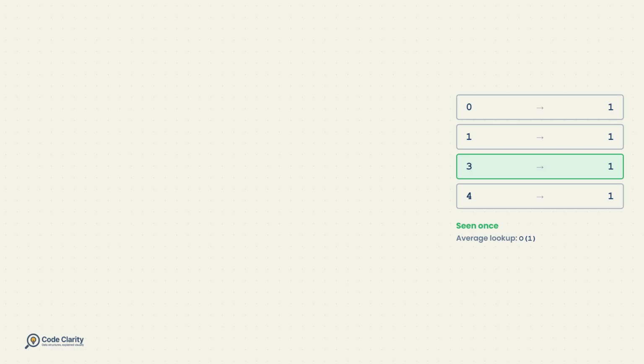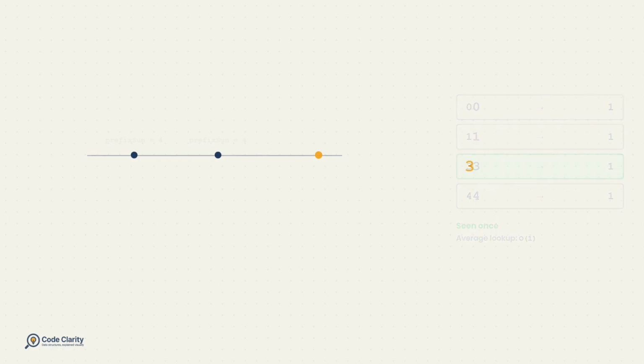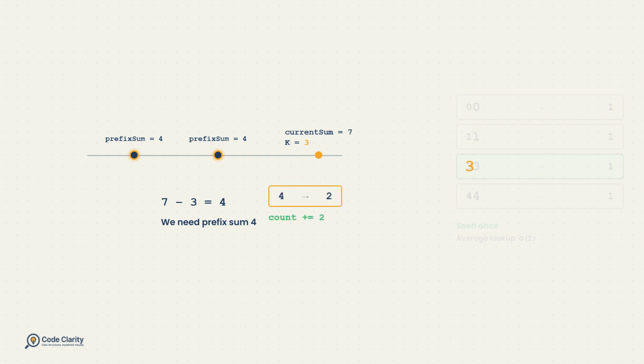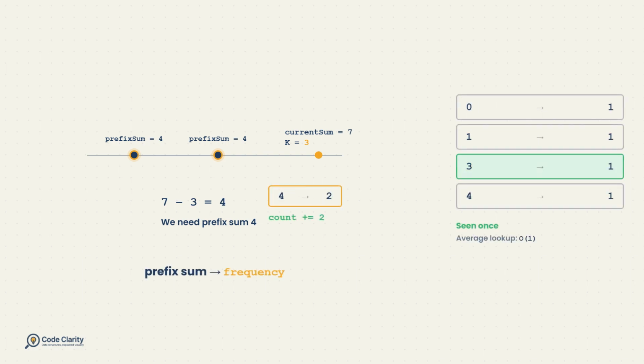But there's one important detail. We don't just need to know whether a prefix sum exists. We need to know how many times we've seen it. Imagine the prefix sum 4 appeared at 2 different positions. Later, our current sum becomes 7. 7 minus 3 gives us 4. And because we've seen 4 twice, there are 2 possible starting positions for a valid subarray. So our HashMap stores prefix sum to frequency.